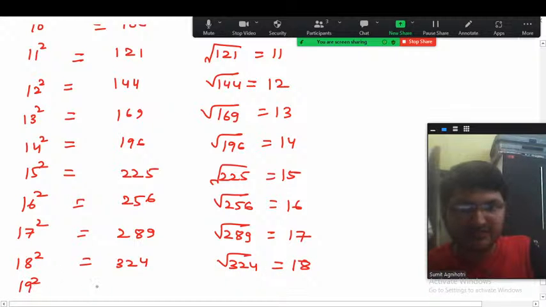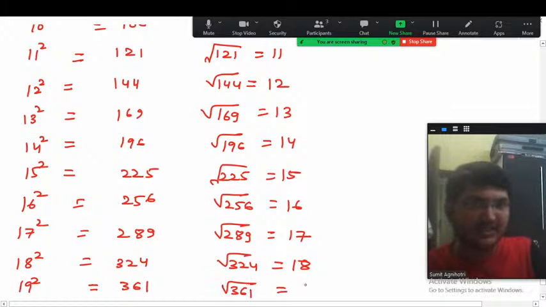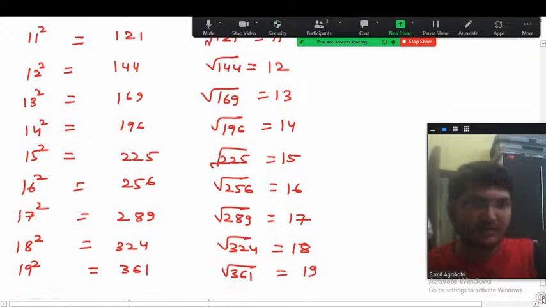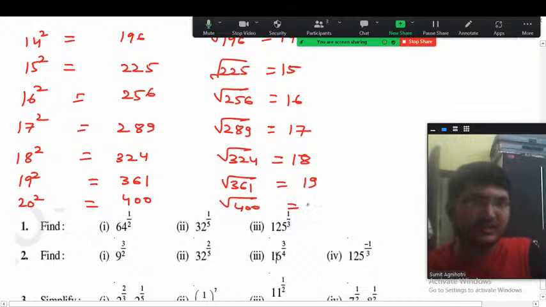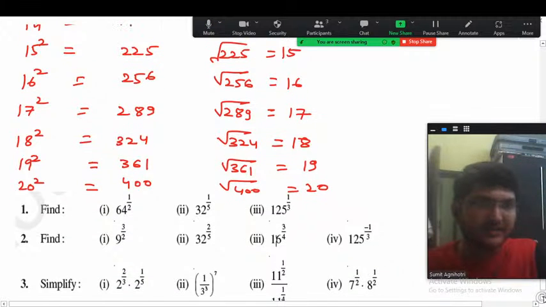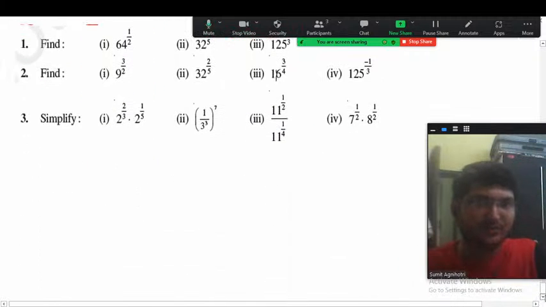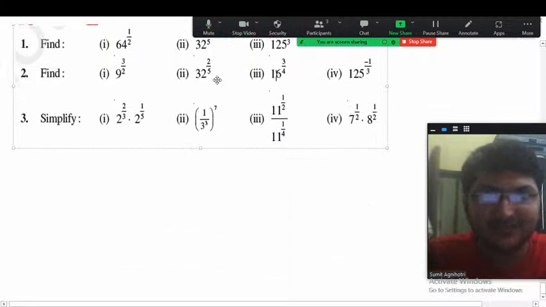Similarly, 19 square is how much? 361. That is why square root of 361 is 19. Similarly, you can have 20 square, that is 400, and that is why under root of 400 here is 20. Similarly, I want you to go up to 30.